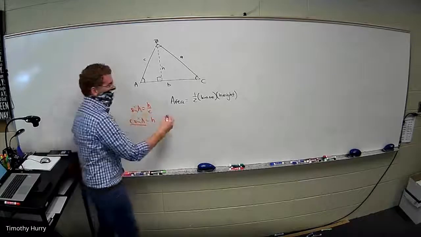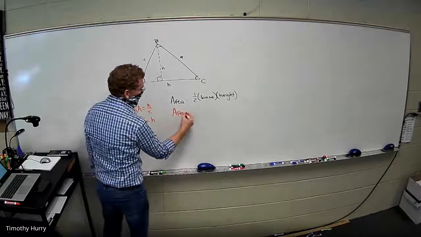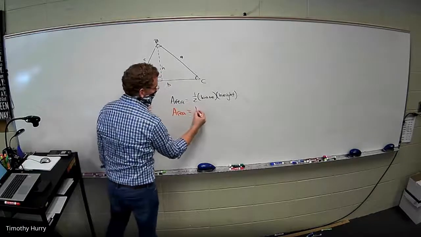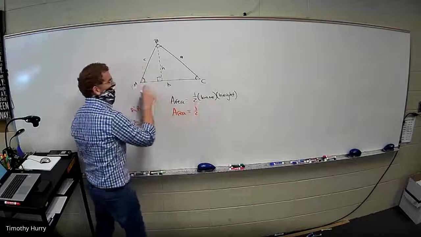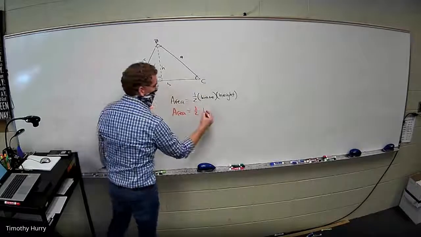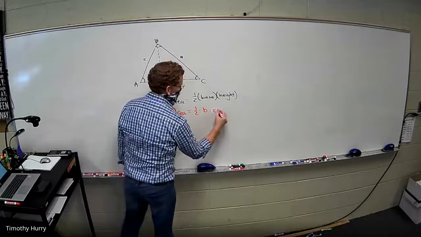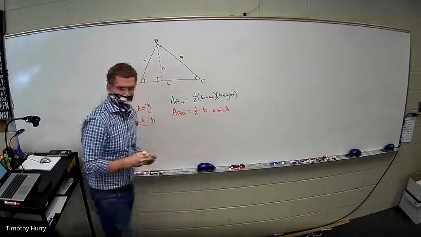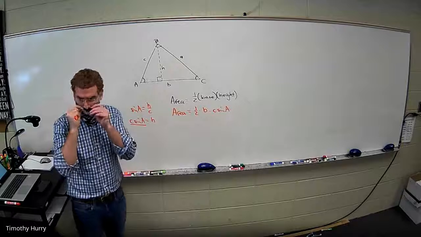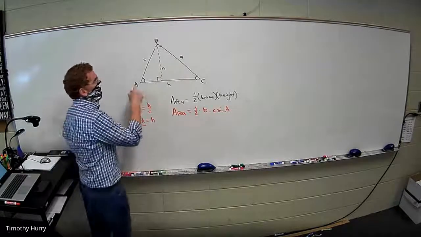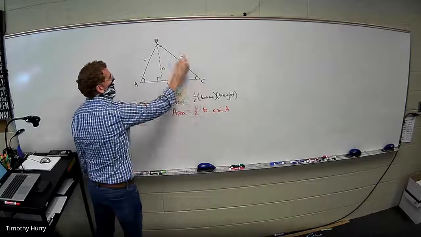So back to my area formula. Area based on this triangle would be 1/2 times the base, which looks like the whole thing is B, times the height, which would be C sine A. You with me?